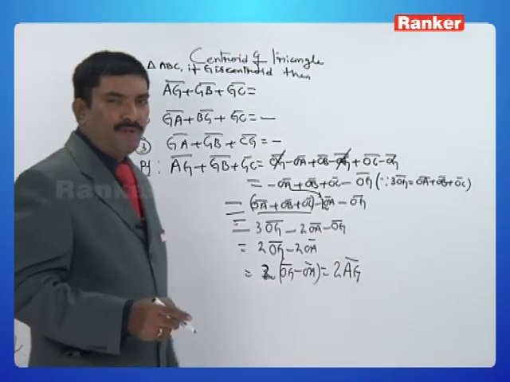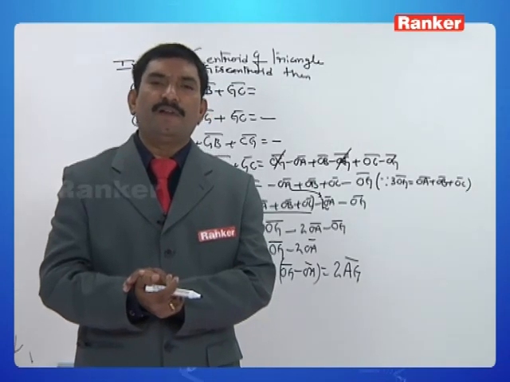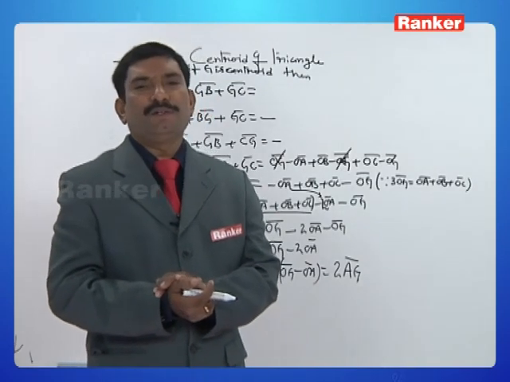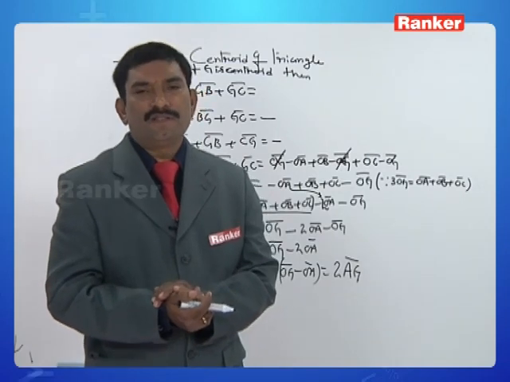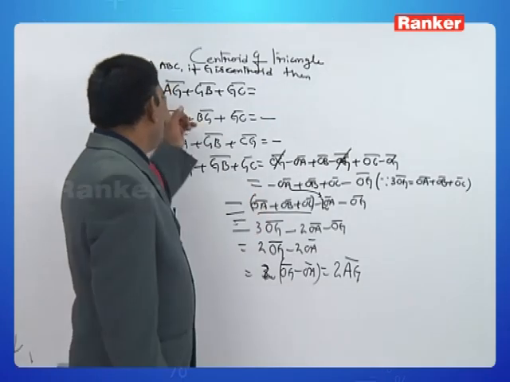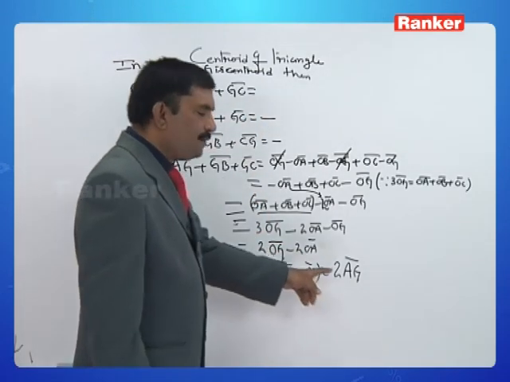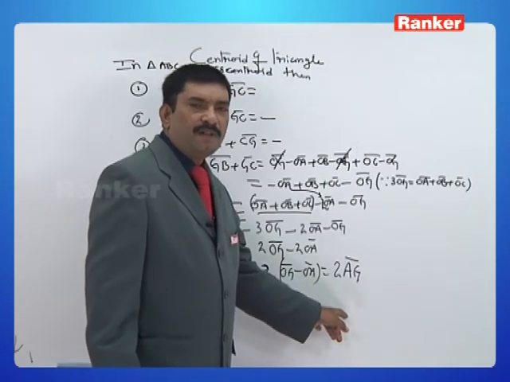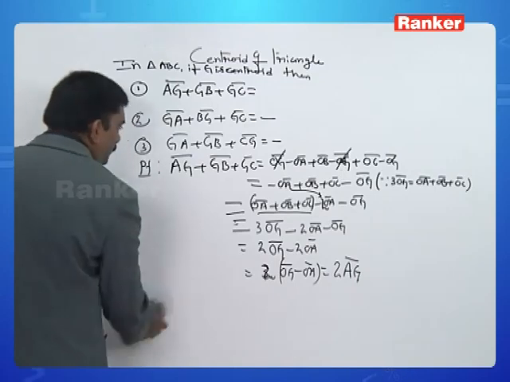We have proved GA bar plus GB bar plus GC bar is equal to 0 bar. In the same fashion, we have proved AG bar plus GB bar plus GC bar is equal to 2 into AG bar. So therefore, we can also prove the second one.